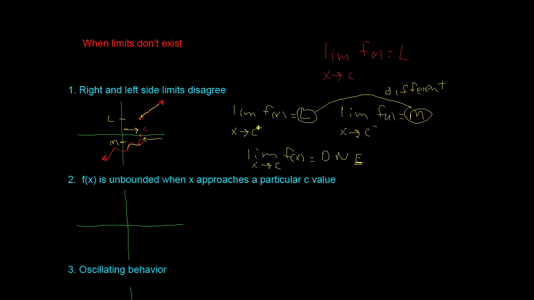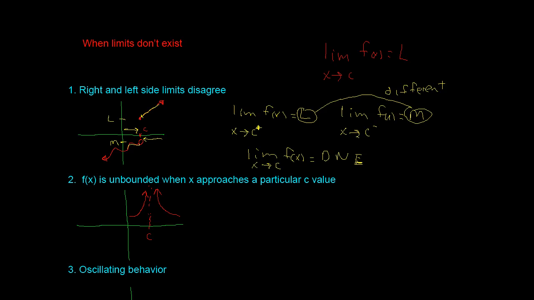Okay, the second case that a limit doesn't exist is when f of x is unbounded as x approaches some c. So let's make a c value right there, and maybe at this c value we have this asymptote. That's supposed to be a dashed line. Okay, that's an asymptote of some sort.